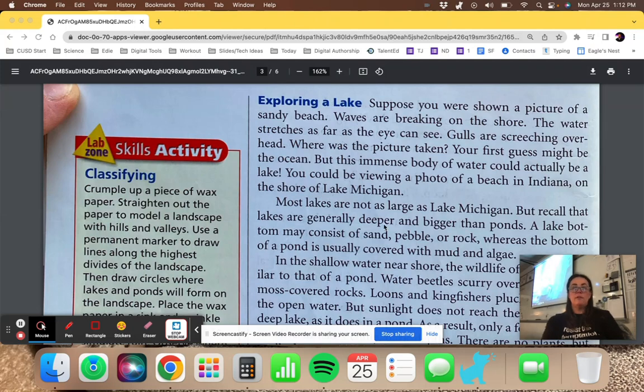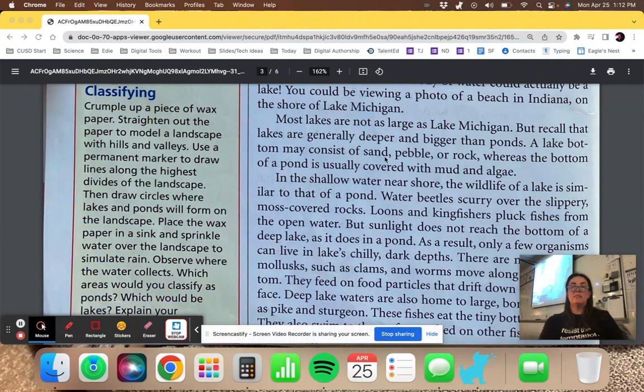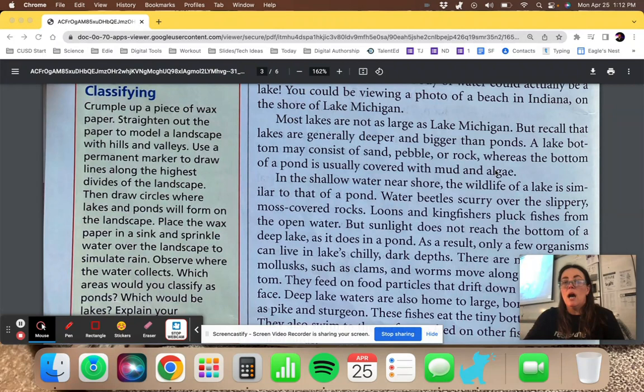You could be viewing a photo of a beach in Indiana on the shore of Lake Michigan. Most lakes are not as large as Lake Michigan, but recall that lakes are generally deeper and bigger than ponds. A lake bottom may consist of sand, pebble, or rock, whereas the bottom of a pond is usually covered with mud and algae. No sunlight is getting to the bottom of that lake, so it's not going to have any plants growing down there once you're out deeper. In the shallow areas, it might.